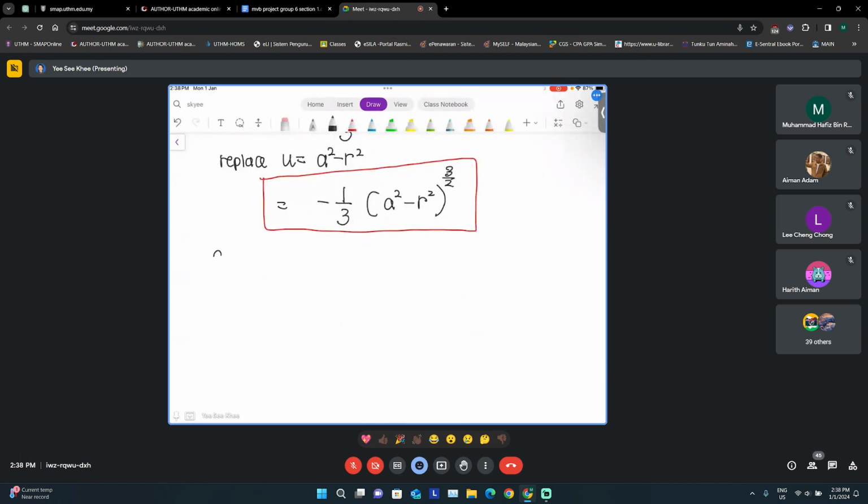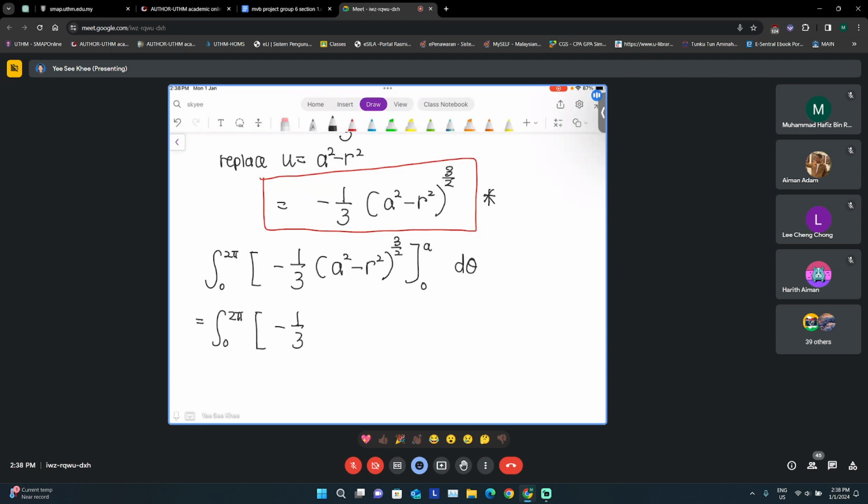So it will be 0 to pi, you have negative 1 over 3 a square minus r square, power 3 over 2. And the interval just now is from 0 to a, right? You haven't performed this yet. This one is just the integration, it's not yet replaced the value. So all the r you should replace with a and 0. A and 0, right? So we do together.